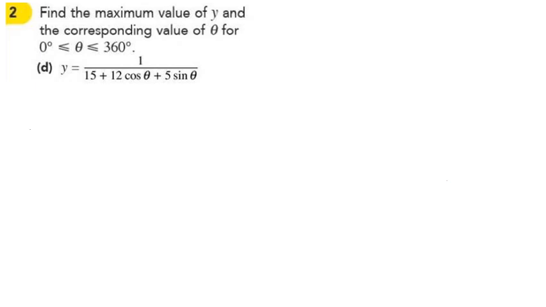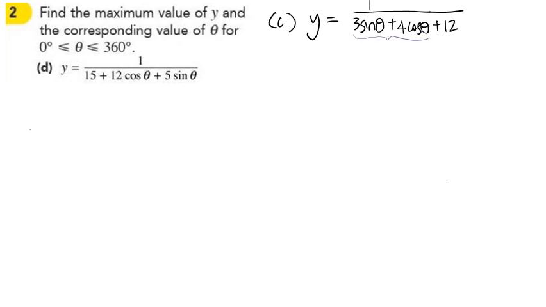Right, let's look at the next question. The next questions require us to find some maximum value of y and the corresponding value of theta. Let's look at question C first. You're given y equals 1 over 3 sine theta plus 4 cos theta plus 12. We will need to express this 3 sine theta plus 4 cos theta as a single trigo function, so for that, we will have to apply the R formula.